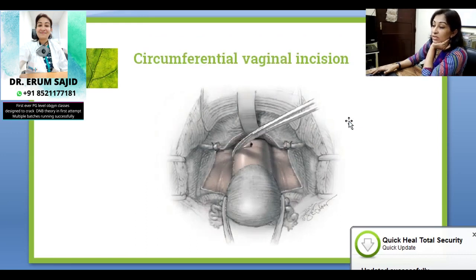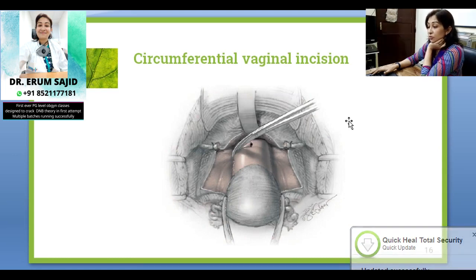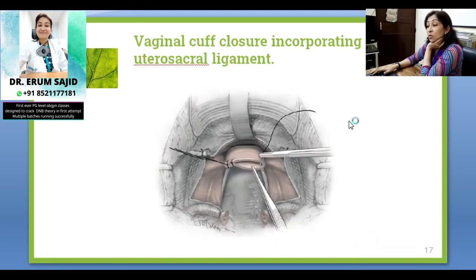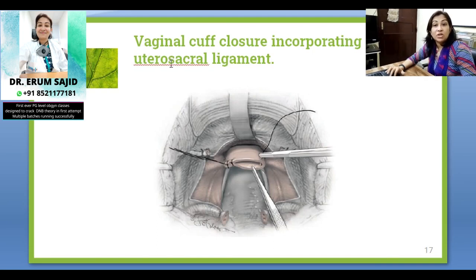They've tried to show you the circumferential vaginal incision through which you've taken out the uterus, and now you're finally closing the vaginal cuff along with taking the uterosacrals along with it. The uterosacral ligament has to be incorporated when you're taking the vaginal cuff. Reason is vault prolapse. To avoid vault prolapse, this is the step which you have to incorporate.